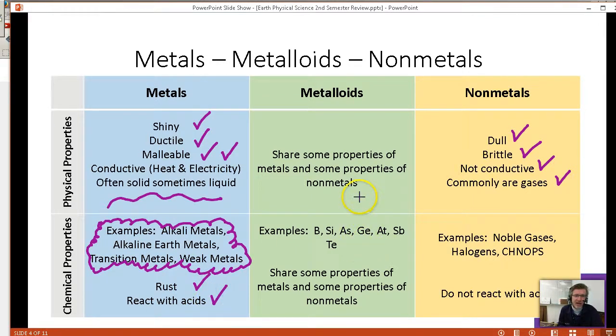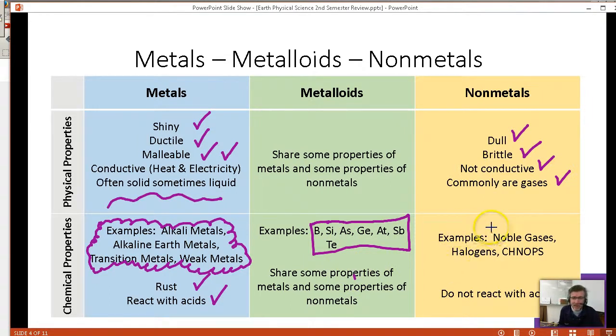The metalloids, the ones that we talked about, this is it actually. This is not just examples. These are all the metalloids. Boron, silicon, arsenic, germanium, astatine, antimony, tellurium, all of those. They share some properties, even chemical properties. They sometimes might react with acids, sometimes they might not.